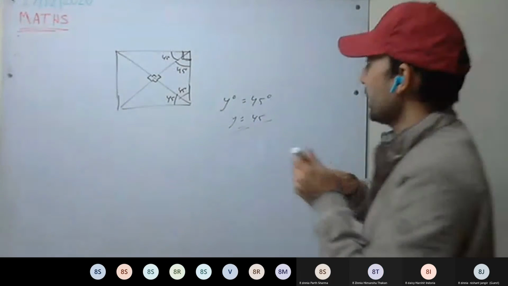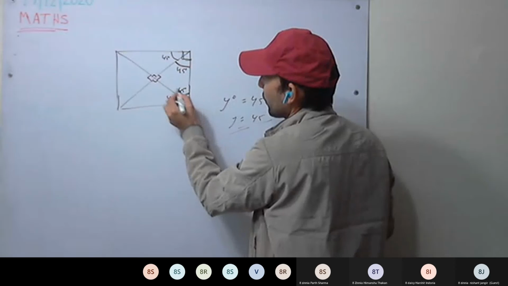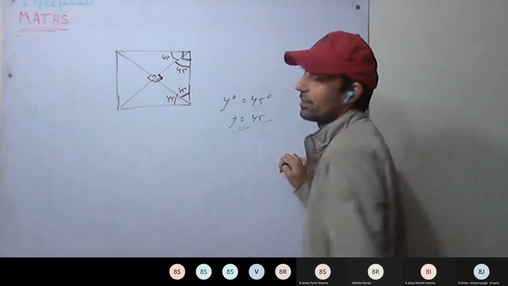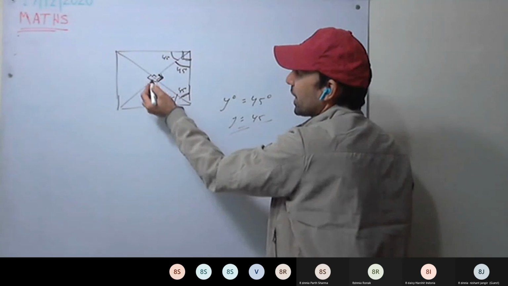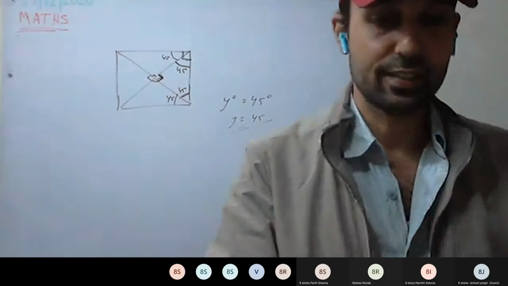As well, there is one more thing you can see. This is 45 degrees, this is 45 degrees. This will be 90. Yes or no? These two are 45 degrees, so this will be 90 degrees. That way as well you can see.